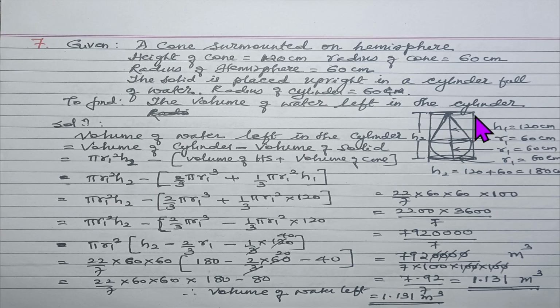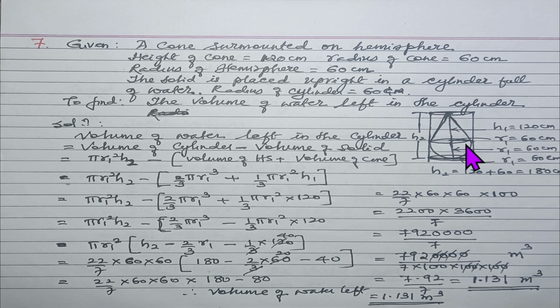Now what we have to do is find out how much volume of water is left in the cylinder. But naturally, when the solid formed by the hemisphere and the cone is put in a cylinder filled with water, the volume occupied by the hemisphere and the cone together will displace the water, some water will flow out of it, and some of the water will remain behind, and therefore we have to find out how much water is left behind in the cylinder. Now for that, let us find the volume of the cylinder first, and then subtract the volume of the solid combination.